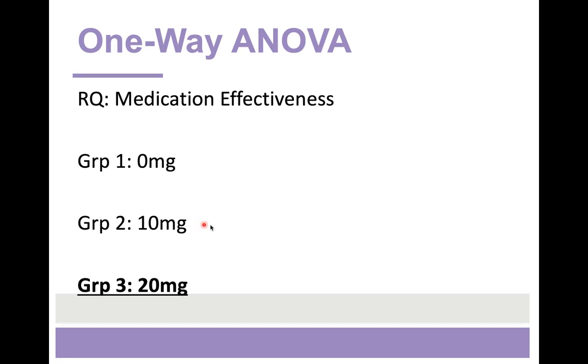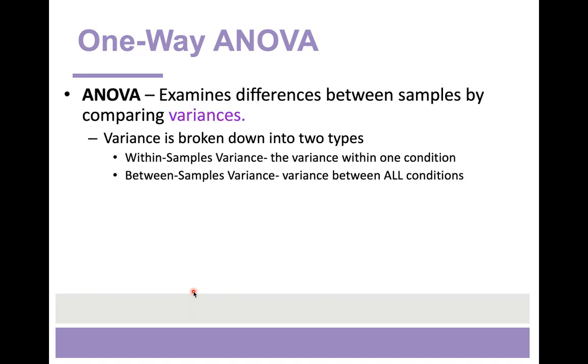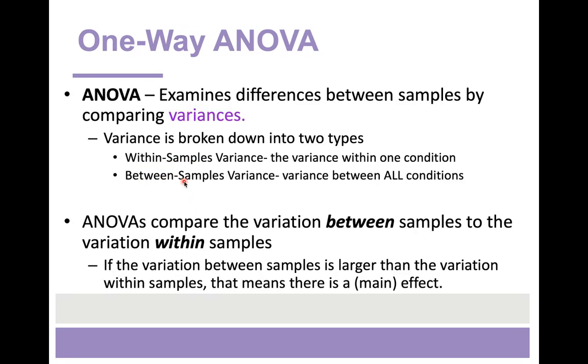Then how much variability is there within group 2? Then how much variability is there within the effect of the medication on group 3? That's within samples variance. Between samples variance says how much does group 1 differ from group 2 and differ from group 3? So this is variance between all the conditions.